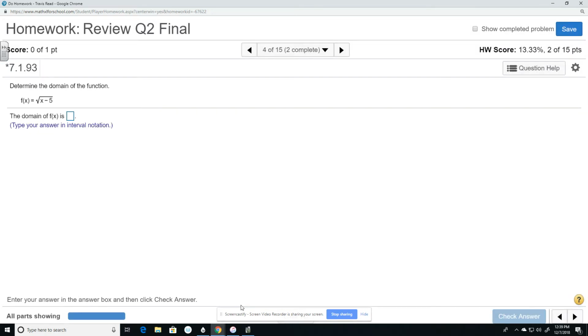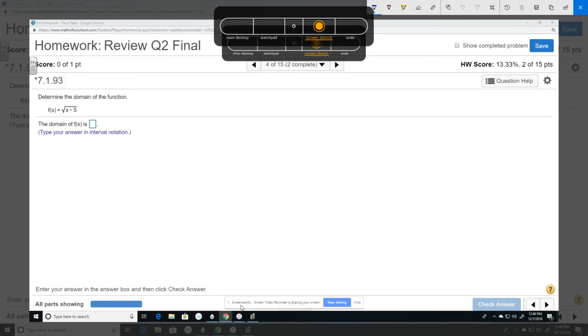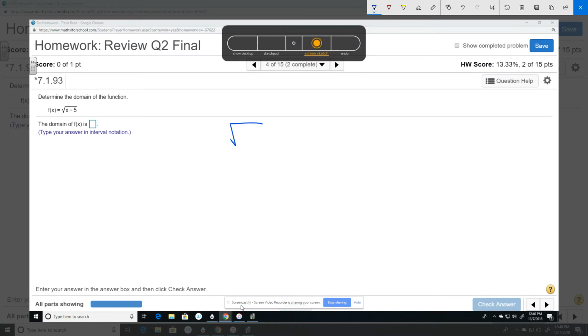All right, number 4. Determine the domain of the function f of x equals the square root of x minus 5. Remember that underneath the square root, we cannot have a negative number. You can't take the square root of a negative number. That's an imaginary number. So when it wants the domain, it wants to know what x values are possible. So what are my possible x values?